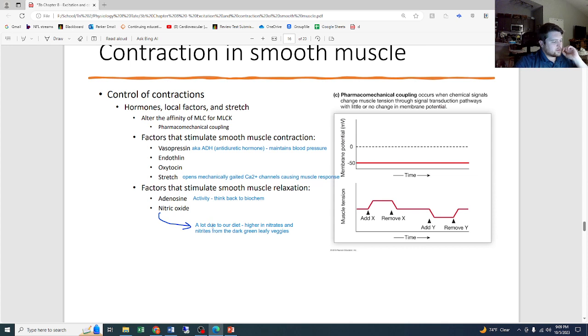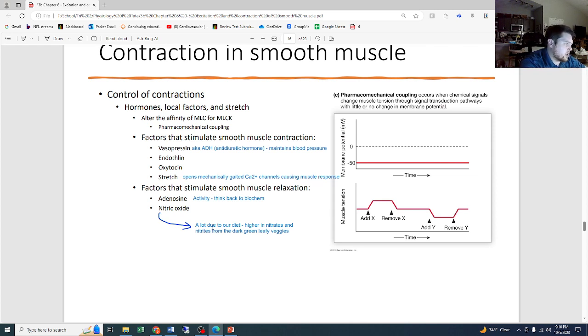So think back to biochem, when we're more active, we get more adenosine being released. That's why often when you go running and you start moving, there's a couple of reasons, a couple of reflexes involved in this process, but when you really start getting active, a lot of times suddenly you have the urge to go to the bathroom when you start running. Part of that is due to this smooth muscle relaxation, caused by different factors like adenosine that occur in the bloodstream when you start to exercise, as well as nitric oxide.